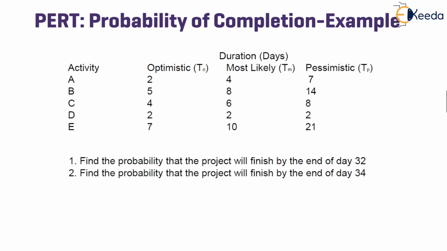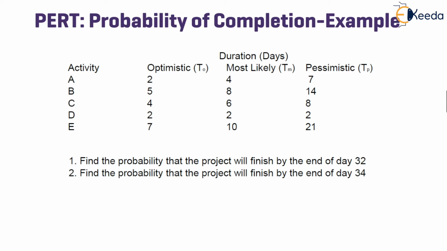Probability of completion example for a PERT schedule is given. There are 5 activities A, B, C, D, E. The optimistic time, most likely time, and pessimistic times are given. Since there are no relationships mentioned, it is assumed that these activities are all critical and have a finish to start relationship with each other.